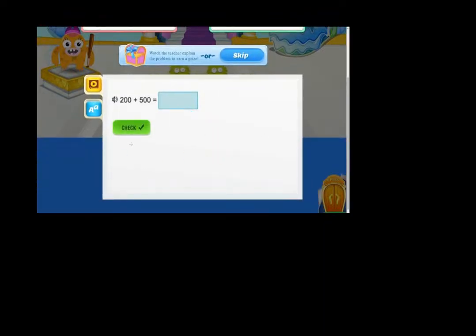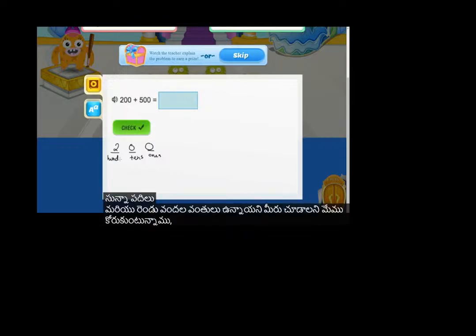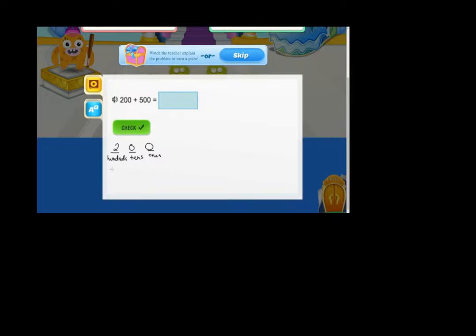What is 200 plus 500? Well, first of all, we want you to see that 200 has 0 ones, 0 tens, and 2 hundreds. We could say the same for 500, where we have 0 ones, 0 tens, and 5 hundreds.